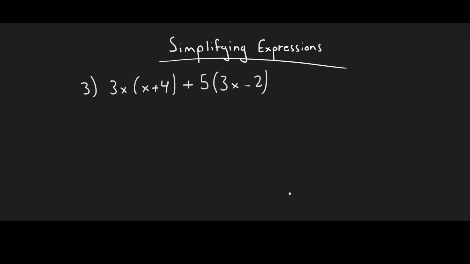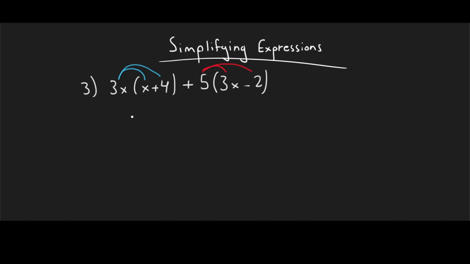So let's have a look at our next problem. We have 3x multiplied by x plus 4 plus 5 multiplied by 3x minus 2. So before we can combine like terms, the first thing we have to do is expand the brackets. So let's start our multiplication. So we have the 3x, we will multiply it by the x and by the 4, and we'll have the 5 multiplied by the 3x and the 2.